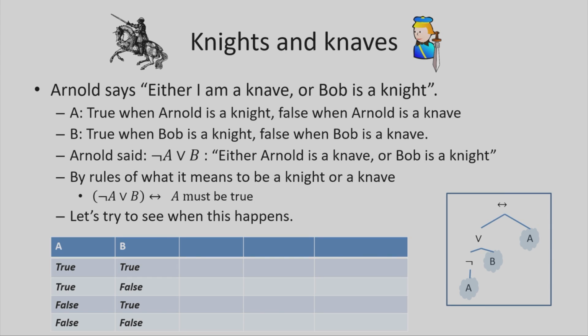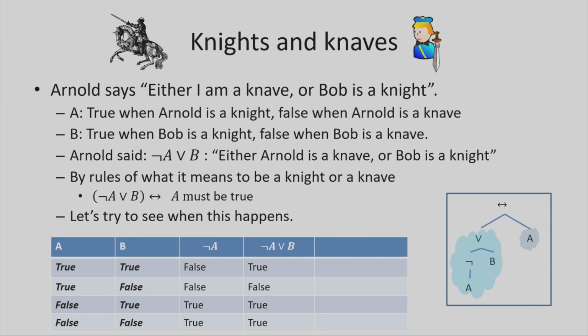First of all, from the beginning, we will know what A is, what B is in every single scenario. And let's first figure out what value the not A part will take. So it will be true when A is false, and it will be false when A is true. So we just put this into the table.